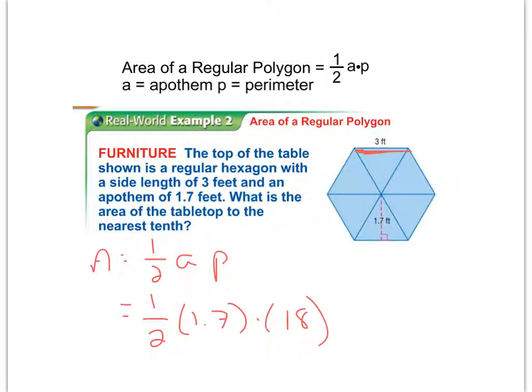I'm going to whip out my little mini blue calc and do 1/2 times 1.7 times 18, and I get 15.3. The area of that table is approximately 15.3.